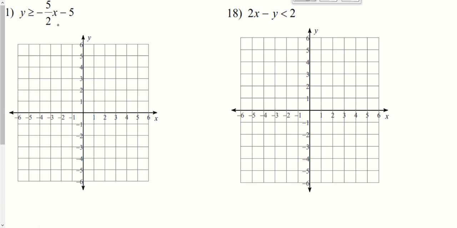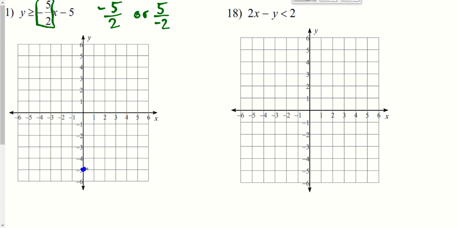We have y on one side by itself, and it's in the form of y equals mx plus b. So I can start out at my y-intercept, which is what's added or subtracted to x, which is -5. And then your slope is what's in front of your x. Remember, slope is rise over run, so you could go down 5 over 2, or you could go up 5, left 2. Either one would work.